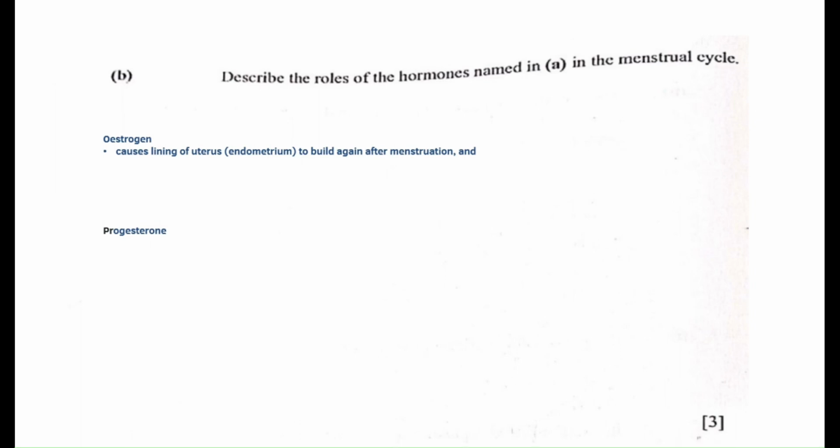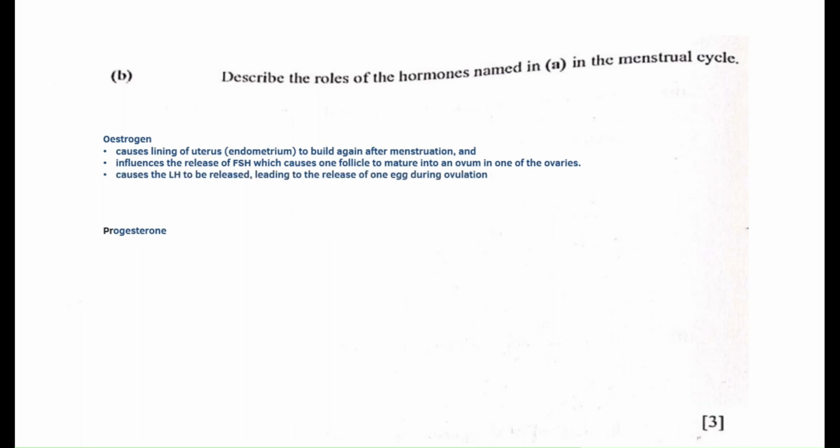Now, after it has gone out, the estrogen, which is going to be released by the ovaries, is going to cause the lining of the uterus to rebuild again after menstruation. Then it's also going to influence the release of follicle stimulating hormone, which is going to cause one follicle to mature into an ovum in one of the ovaries. And it is also going to cause luteinizing hormone to be released, which is the one which is going to cause the release of one egg during ovulation.